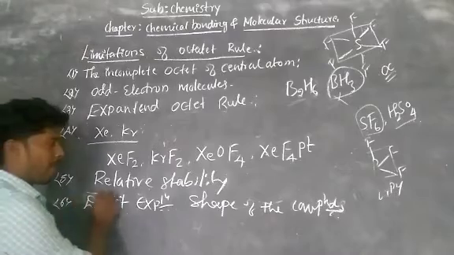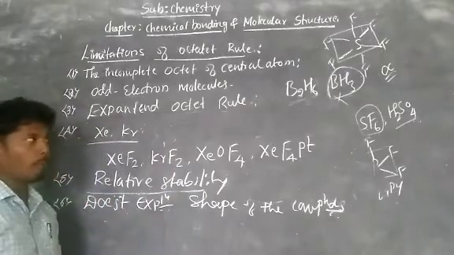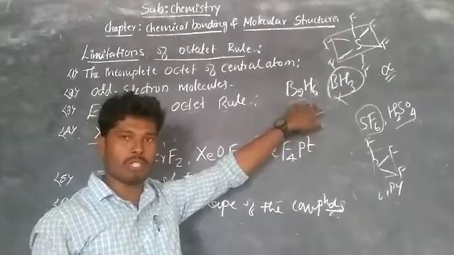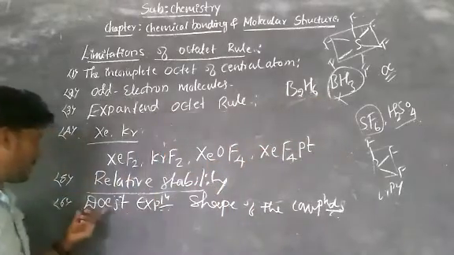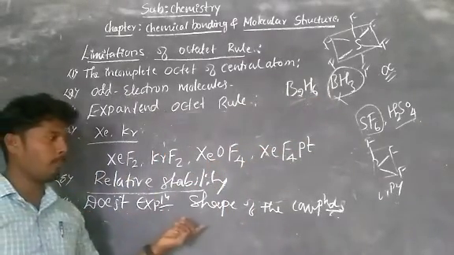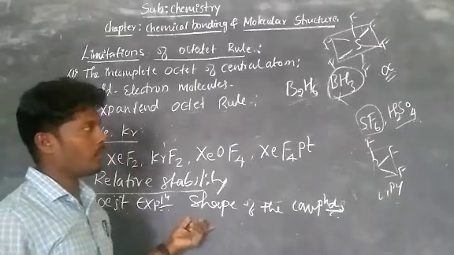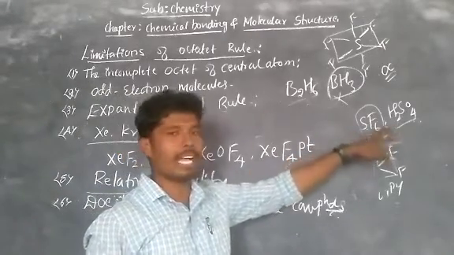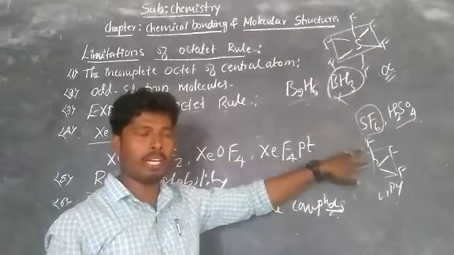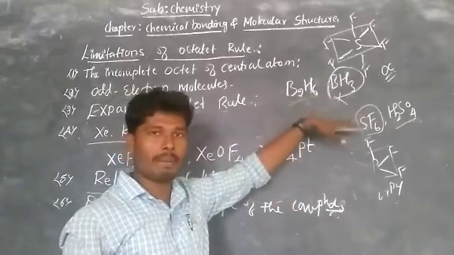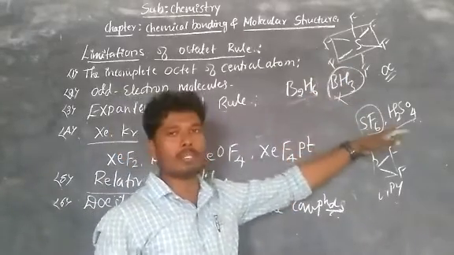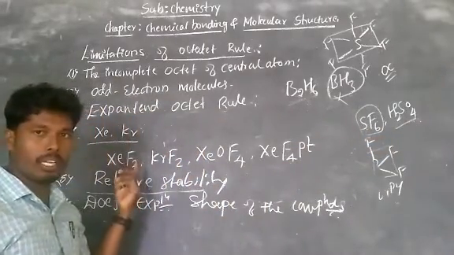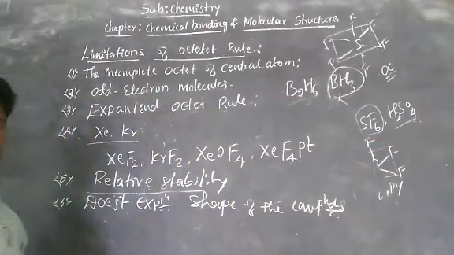Then it doesn't explain the relative stability of compounds. For example, we took diborane or dimerization of nitrogen dioxide, etc. Then it doesn't explain the shape of compounds or molecules. That is, we studied sulphur hexafluoride, sulphuric acid and phosphorus pentafluoride. Those shapes are square pyramidal, octahedral and square planar. The octet rule doesn't explain them. Okay, these are the limitations.